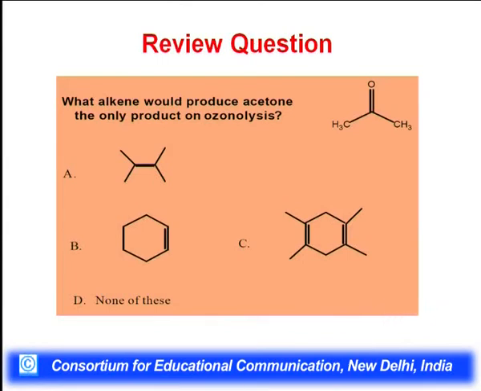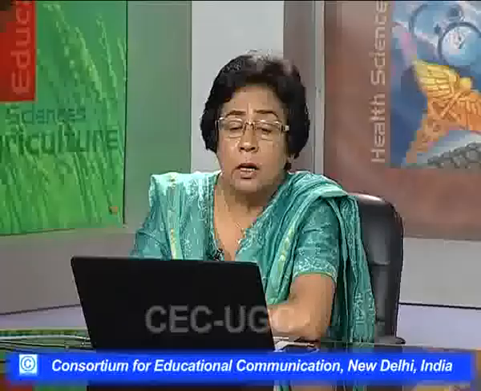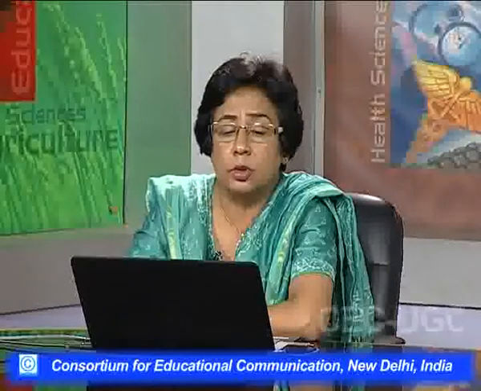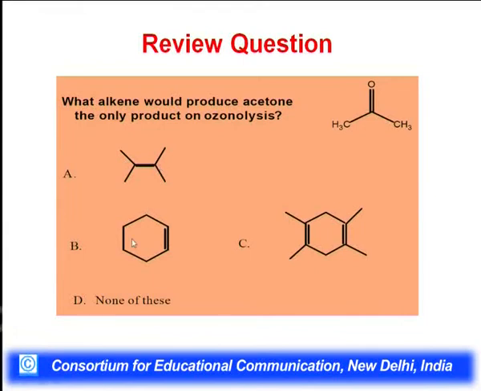This question asks us, among these 3 alkenes that we've put here, this is 2,3-dimethyl-2-butene, this is cyclohexene, and this is cyclohexadiene, tetramethyl substituted. As I have told you, we don't have to go into the mechanism of the reaction. Please remember, wherever you have a double bond, break this double bond, and then to each fragment add oxygen.